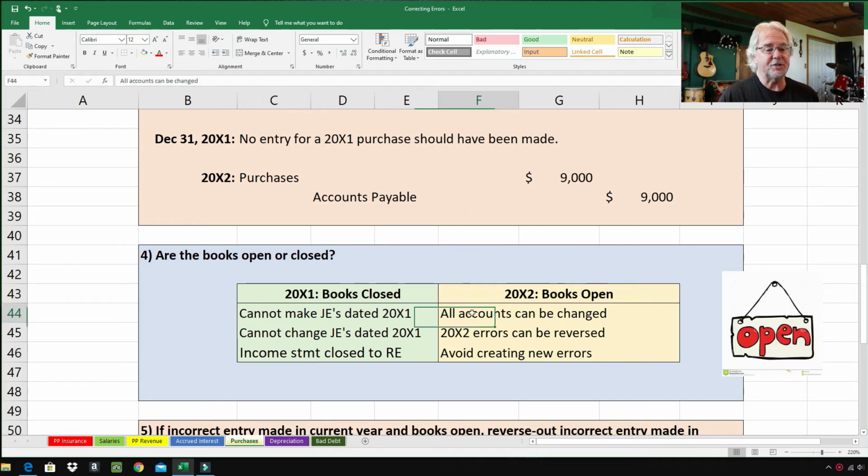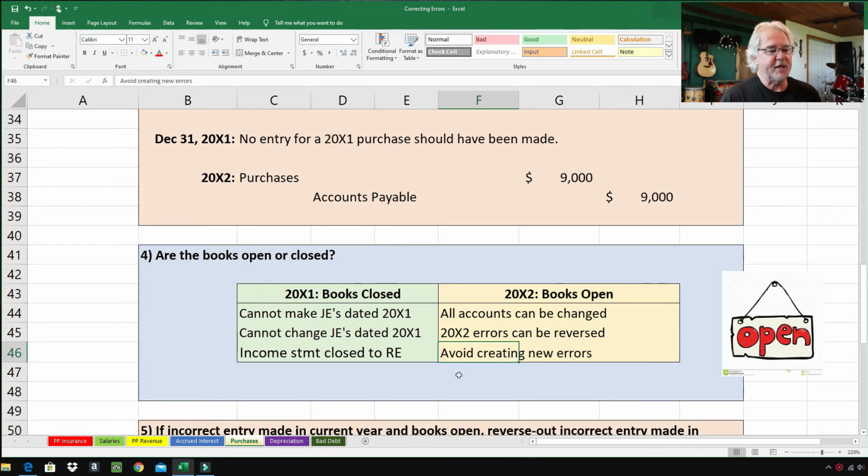2002, the books are still open for 2002. This is a good thing. So we can still do journal entries and we can make changes and corrections. So all the accounts can be changed. And in 2002, errors can be reversed. I like doing that if possible. It just makes correcting things so much easier.